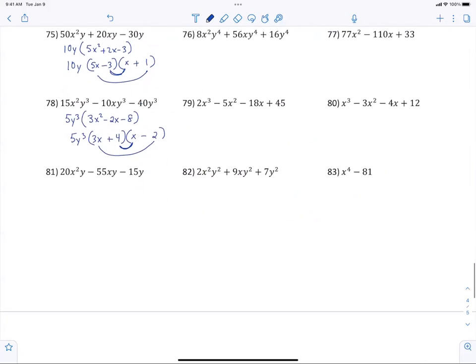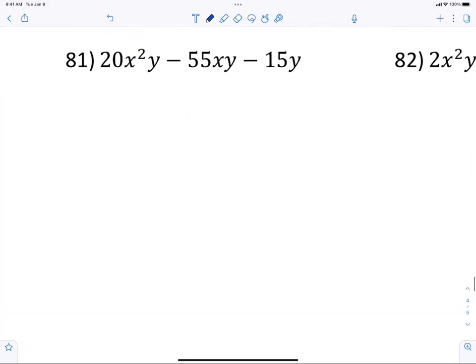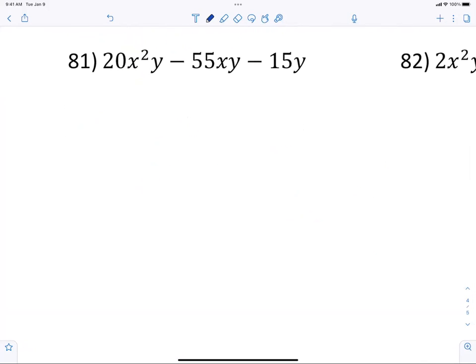All right, here we go. 81. Let's knock out this one. What's common? 5y.